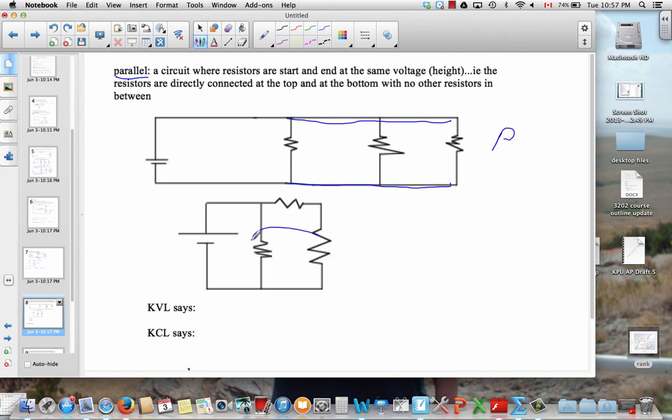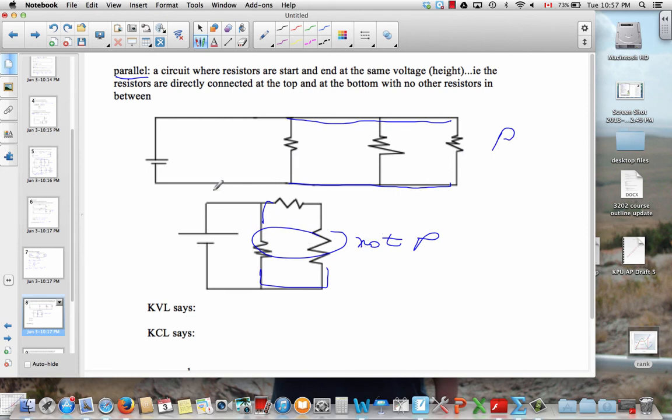These two are not in parallel. And the reason is this resistor up here. So these two resistors are directly connected at the bottom, but they're not directly connected at the top. This resistor lies in the way. So these are in simple parallel, these two are not.